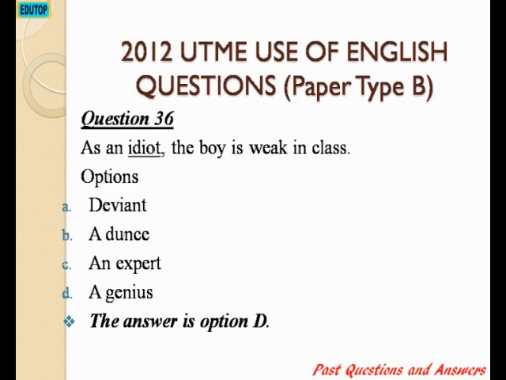Question 36. As an idiot, the boy is weak in class. Idiot means a very stupid or foolish person. So we are looking for the opposite of idiot. A. Deviant. B. Dunce. C. Expert. And D. A genius. Among these options, deviant and a dunce are close to idiot, while expert and genius are close to the opposite of idiot. But the most appropriate one is a genius, and that is option D. So we have genius as a final answer.